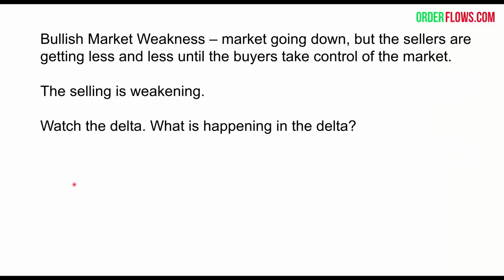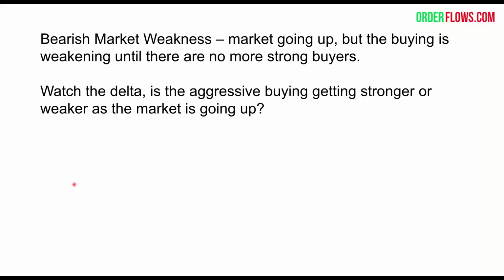So bullish market weakness: the market's been going down, down, down, but the sellers are getting less and less until the buyers take control of the market. You can watch the delta, because delta is going to be strong, but then not so strong, then not so strong. Then it's going to flip and turn the other direction. Bearish market weakness: the market's been going up, up, up, but the buying is weakening until there's no more strong buyers. The market's not going to keep going up forever unless you have buyers. But if the buyers are dropping off, if everyone is bought, who's going to move the market higher? Nobody. Again, watch the delta. Is aggressive buying getting stronger or weaker as the market is still going up?